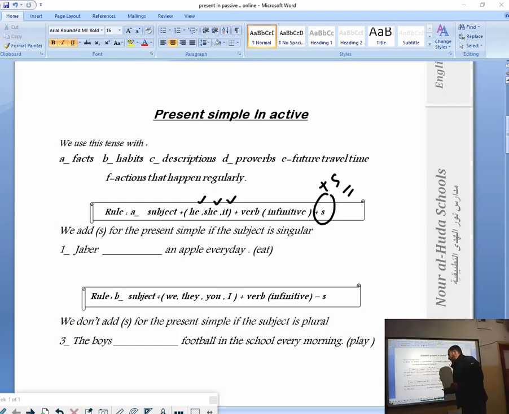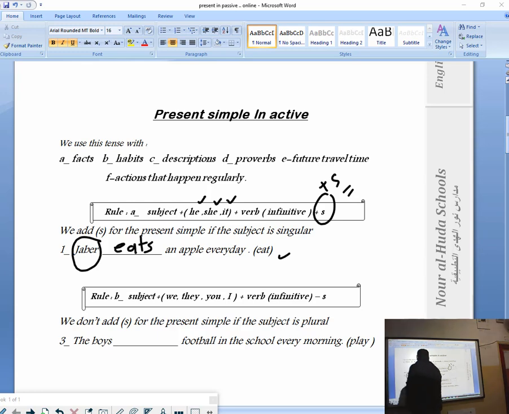An example, here we have a note that says we add s for the present simple if the subject is singular. The first example, Jabir eats an apple every day. The verb is eat. I told you we will add s for the present simple if the subject is singular. Jabir here is singular, just one person. So I should write eats. Jabir eats an apple every day. And this is a habit.